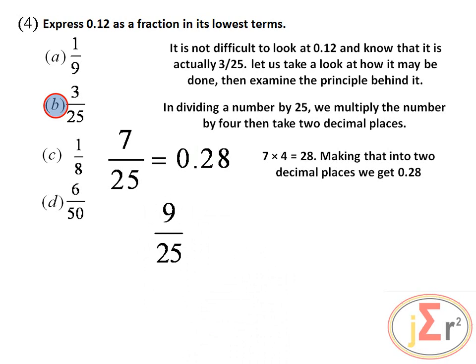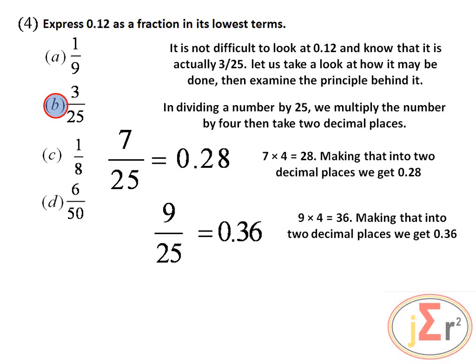0.28, no problem. That one, multiply 9 by 4, 36. 2 decimal places, 0.36. How nice and easy. 9 multiplied by 4 is 36. Then we make that into 2 decimal places, and we get 0.36.